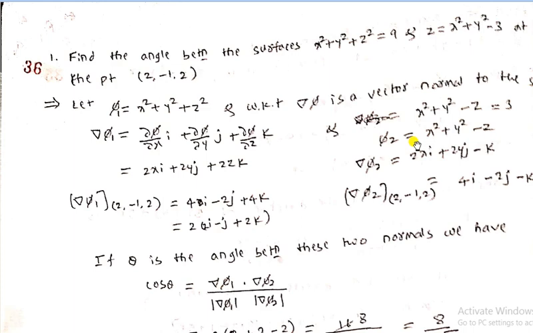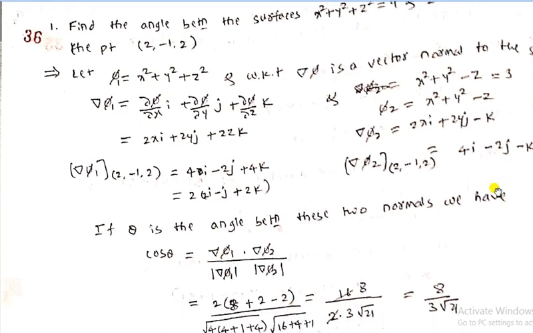Then the second surface is phi 2 equal to x square plus y square minus z. So here we will not consider minus 3 because 3 is constant. So after differentiating x square, y square and z with respect to x, y, z, we will get 2xi plus 2yj minus k, and use the point (2, -1, 2), which gives 4i minus 2j minus k.